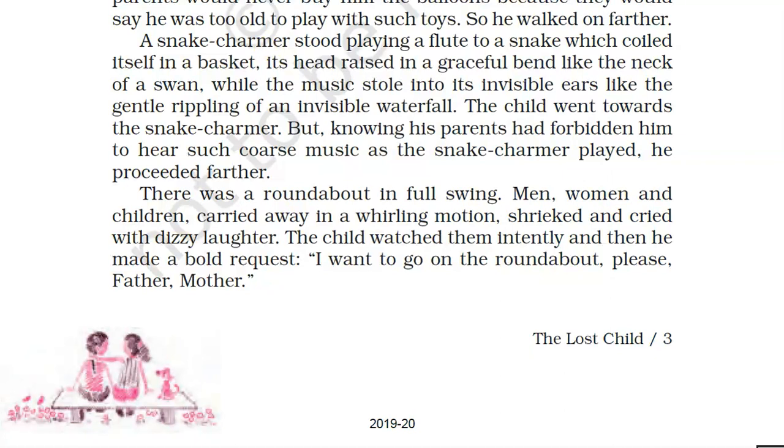a snake charmer, a person who shows the snakes. A snake charmer stood playing a flute to a snake which coiled itself in a basket.